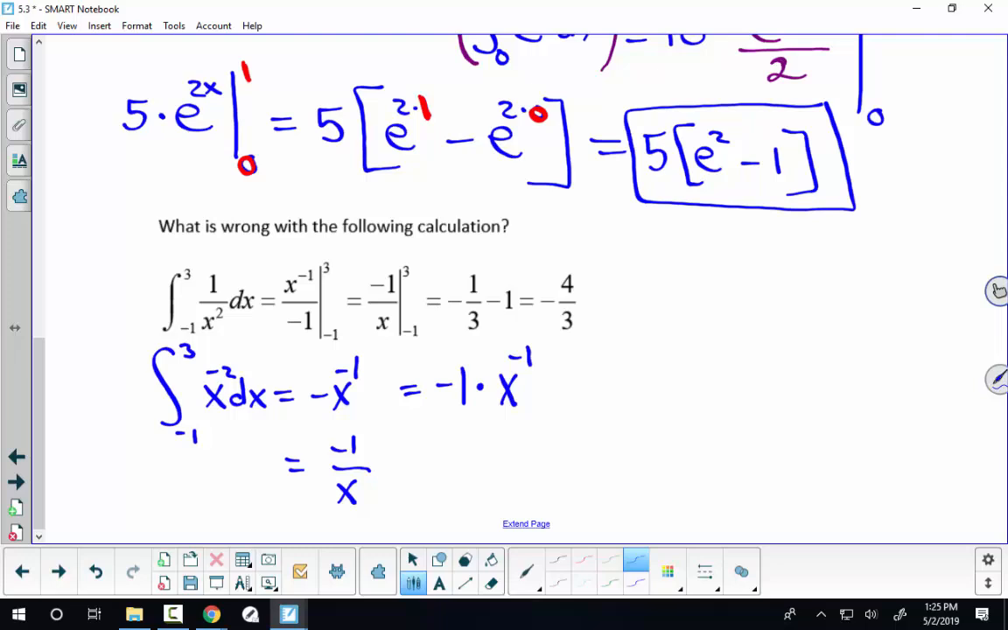So it doesn't seem to be anything wrong with the antiderivative up to this point. Is there anything wrong with how they've evaluated this? I plug 3 into this, so I get -1/3. And then I have to subtract off the same function evaluated at -1. We have -1/3 minus 1 is what they have. Doesn't seem to be anything wrong with that. And then that's -4/3.